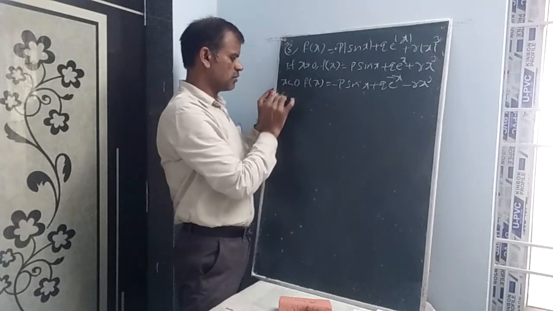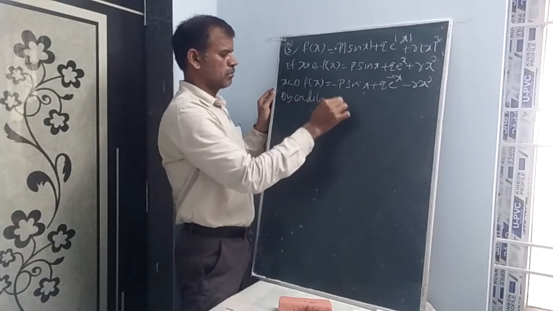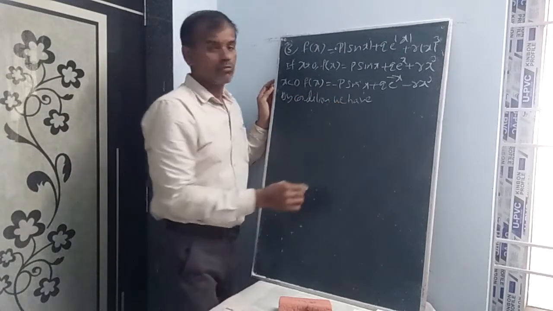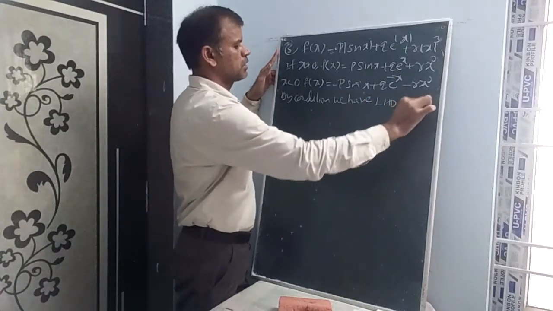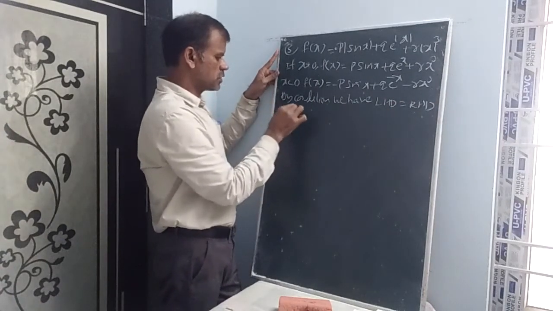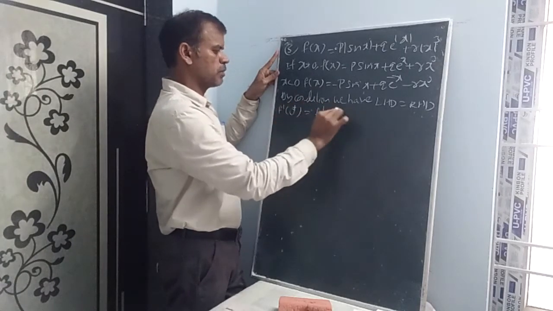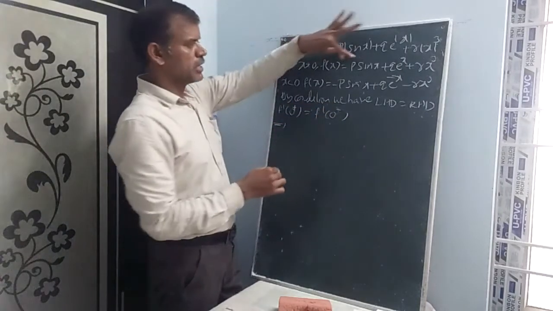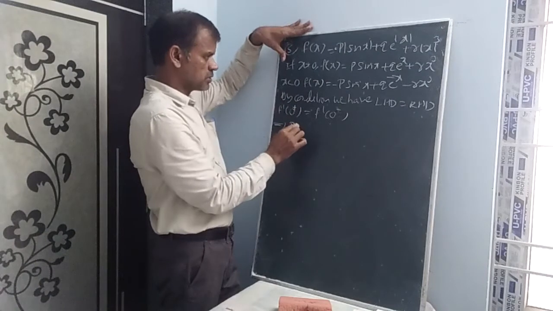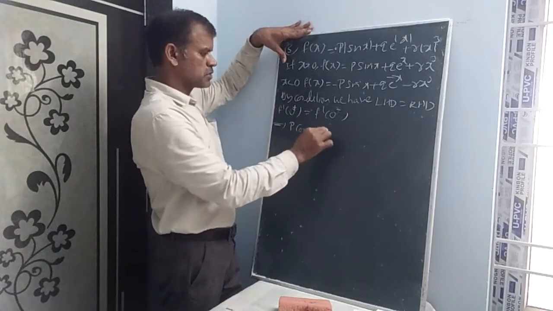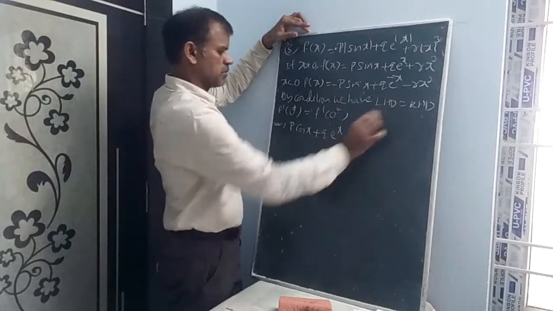Now, by condition we have LHD equal to RHD, that too at 0. So f dash of 0 minus is equal to f dash of 0 plus. First let us write 0 plus and 0 minus like this. Now calculate the derivative of sin x here at x plus 0. I mean 0 plus p cos x here plus q into e power x derivative e power x plus r into 3r x square.